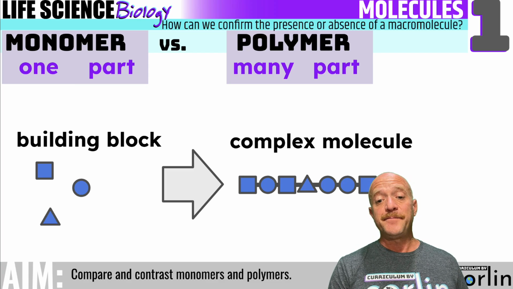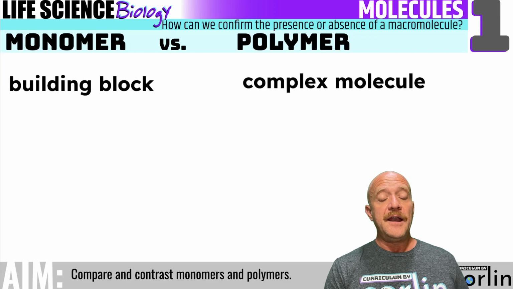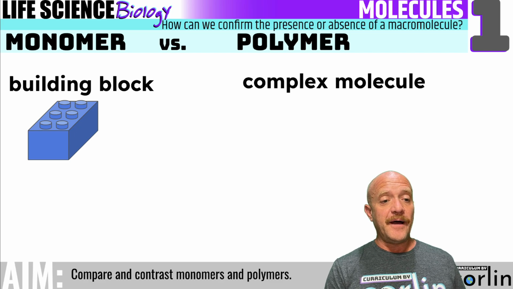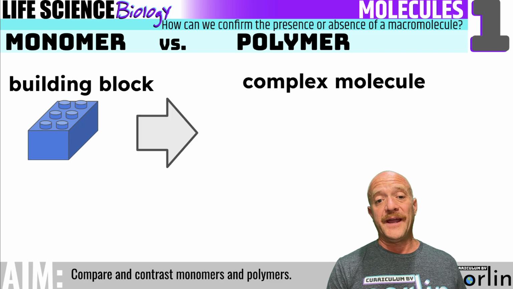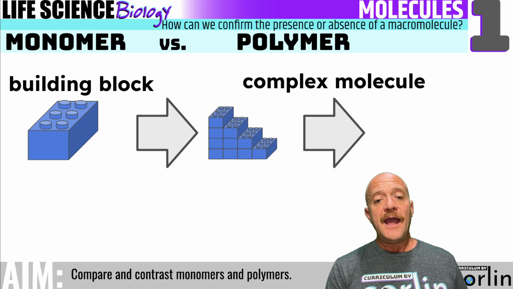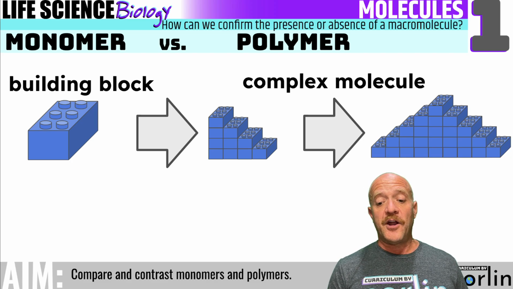This is one way of simply drawing a structure. Another way of showing it is by using Legos. So a building block or a monomer would be a single Lego brick. Now you can put a bunch of them together and you can get a structure. And you can put even more of them together and get a larger structure. So this is another way of showing you monomer versus polymer.